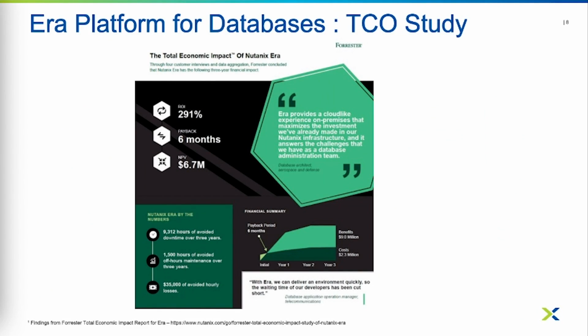So just briefly, what I'll touch on is the benefits of having provisioning in minutes, patching, and a central control plane for all your different database engines. It saves time and money, right? We're making it simple, fast, available, secure, and efficient. And that's where you see that number of 291% ROI, or Era essentially paying for itself in 6 months.